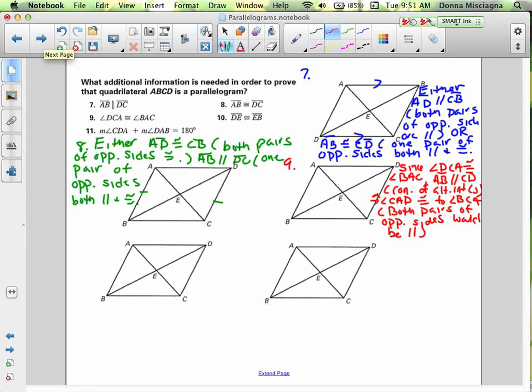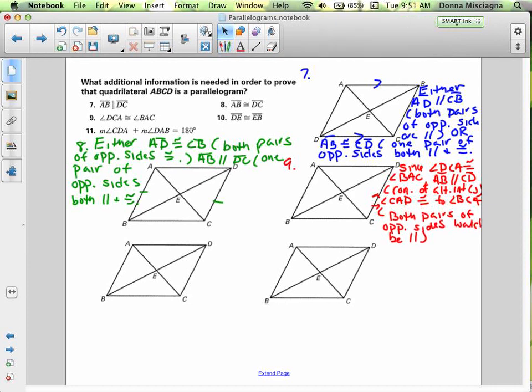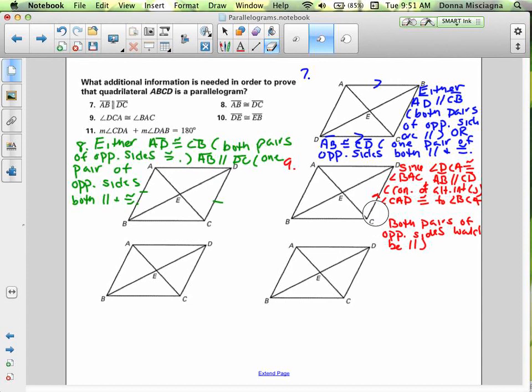Because if this were true, let me add, can I move that down? Yes. All right, I'll just put the little arrow here. If that's true, then the other pair of sides would be parallel. So that would be AD parallel to CB. And the reason that would apply would be both pairs of opposite sides are parallel.